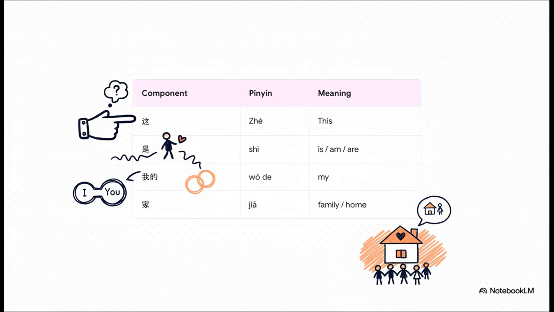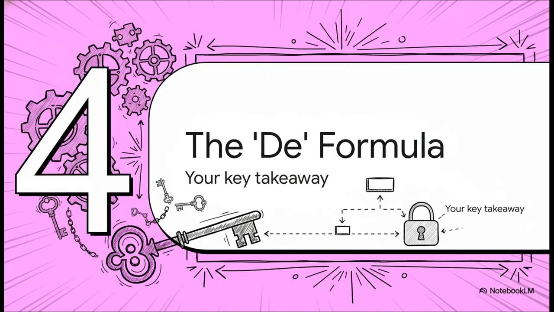So when someone says 这是我的家, the meaning is layered. It could mean, this is my house, or it could mean, this is my family. Context is everything here, and understanding that nuance is so crucial for anyone who wants to truly connect in a Chinese-speaking environment. So, after all of that, what's the one thing you absolutely have to remember?